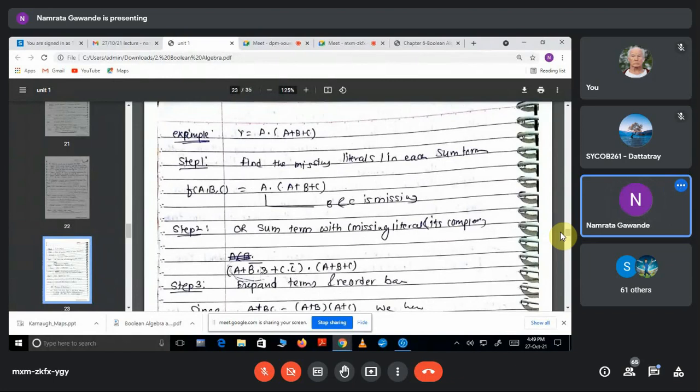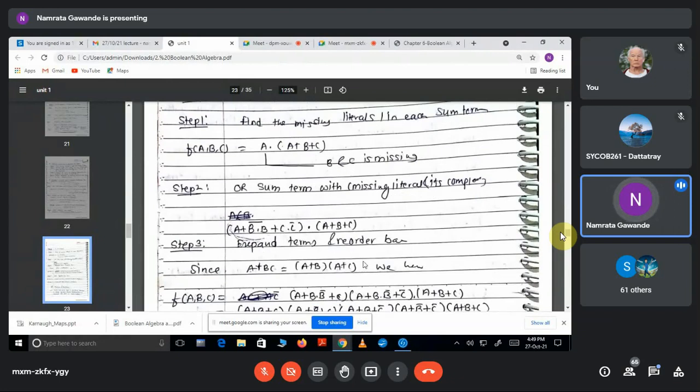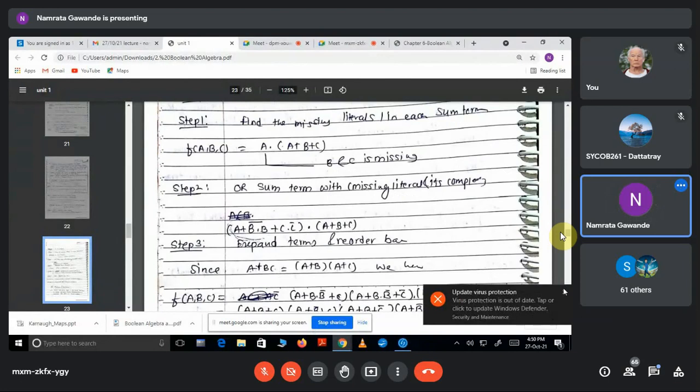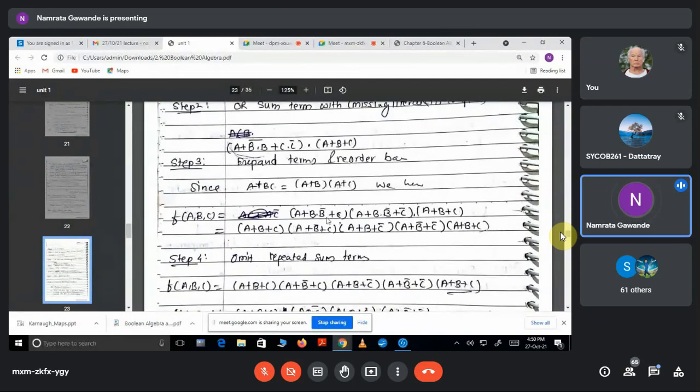So the ANDing along with its complement is taken, the missing literal and its complement. So it is taken as missing literal dot its complement. Here it is taken, and then these terms are expanded with A plus BC equals A plus B, A plus C. Based on this, after expansion you will get A plus B dot B bar plus C, and then A plus B dot B bar plus C bar. It is divided in terms of these two.